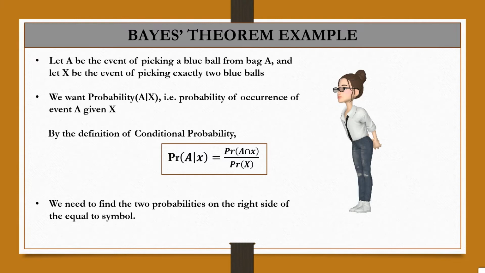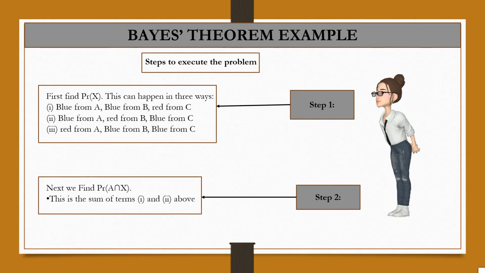By the definition of conditional probability, this is exactly what our equation will look like. This is the occurrence of event A given X, this is the probability of A and X, and this is the probability of X. What we need to do is find these two probabilities, which is the probability of A and X occurring together, and the probability of X. This is the entire solution. So how do you find the probability of X?